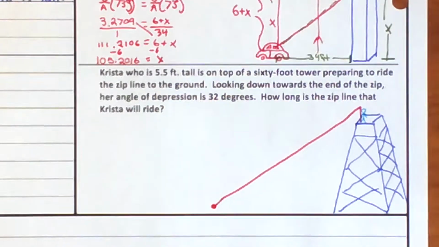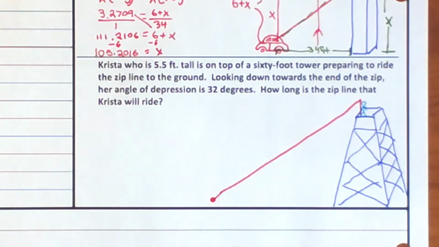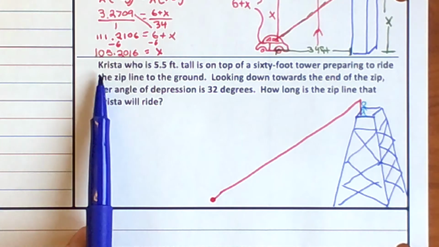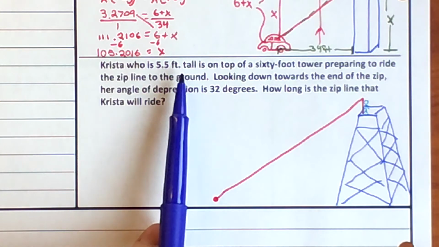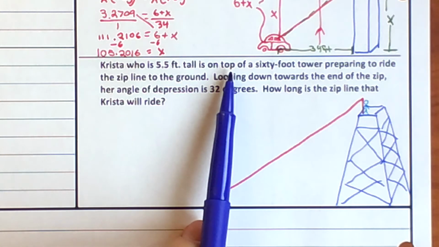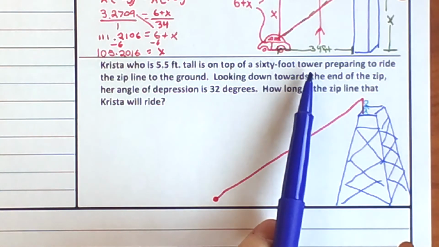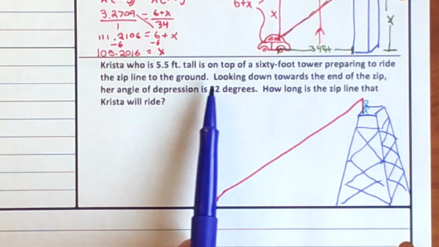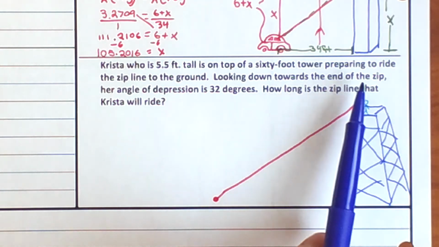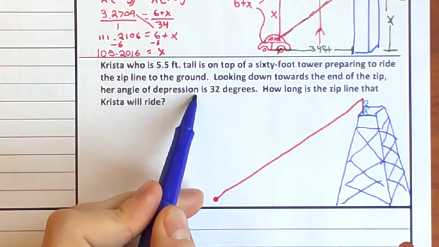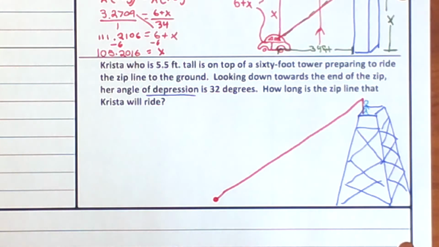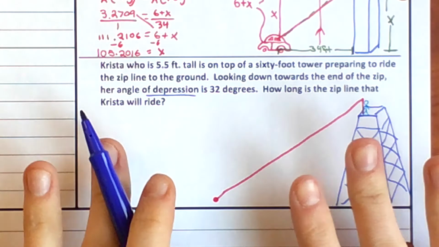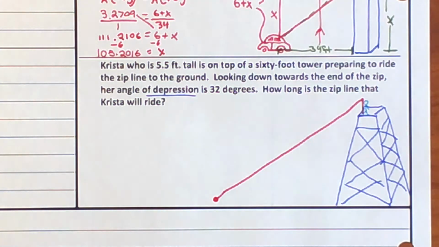Okay, so now I want you to pause the video and go ahead and do this one on your own. That says Krista is 5.5 feet tall and is on top of a 60-foot tower, preparing to ride the zip line to the ground. Looking downwards, the end of the zip line, her angle of depression is 32 degrees. How long is the zip line that Krista will ride? So go ahead, pause the video, and try this one on your own.